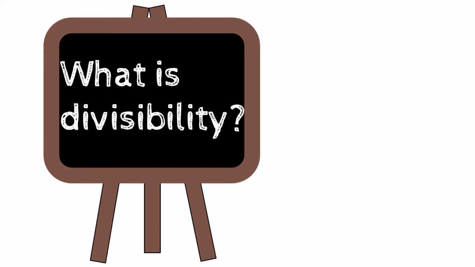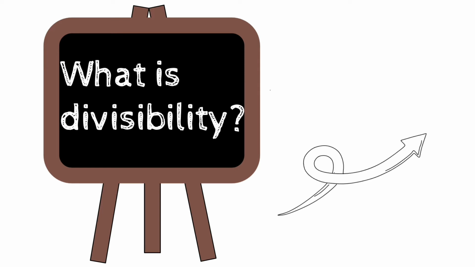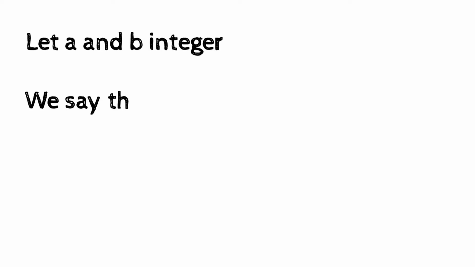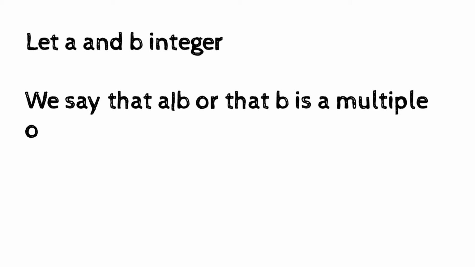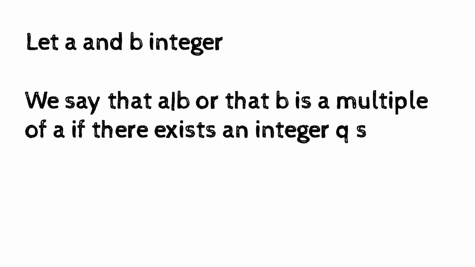What is divisibility? Let A and B be integers. We say that A divides B, or that B is a multiple of A, if there exists an integer k such that B equals k times A.